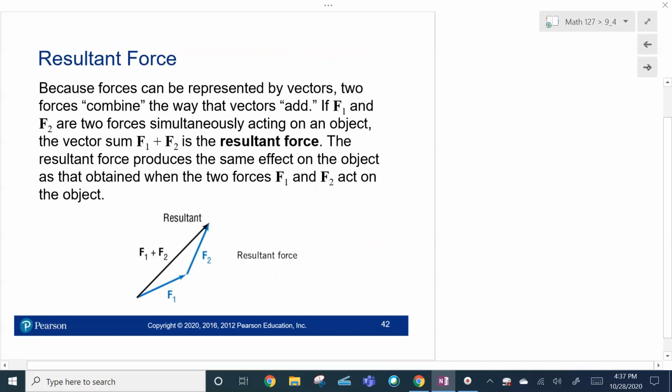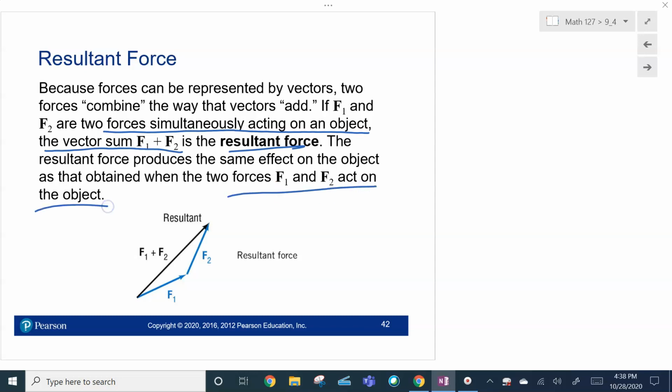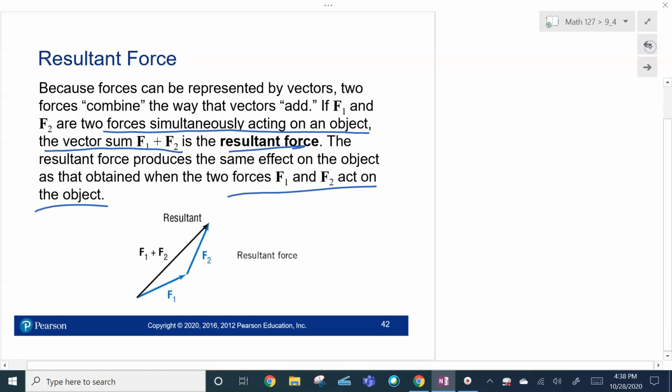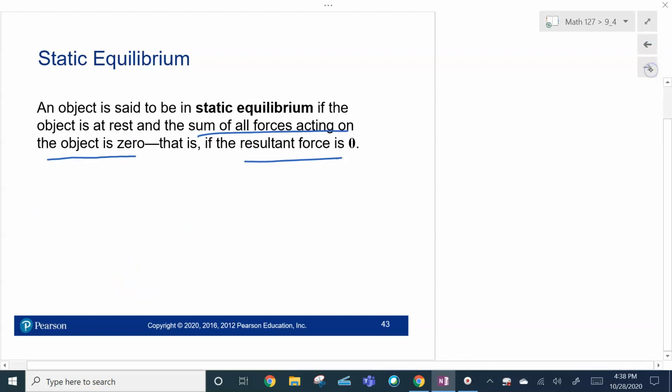Now, a couple notes here. We don't get into this stuff in this course, but resultant force: if vectors F1 and F2 are two forces simultaneously acting on an object, the vector sum is the resultant force. That's the same effect on the object as when the two forces act on the object. And finally, static equilibrium occurs if the object is at rest and the sum of all forces acting on the object is 0. In other words, if the resultant force is 0, then the object is said to be in static equilibrium.